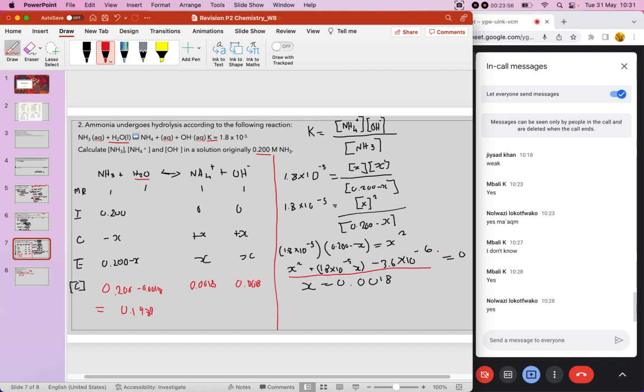As you can see, this is a quadratic equation, and to solve it you can factorize, or you can use the quadratic formula. I didn't show that step because it will take more time, but the value of x that you're going to get is going to be 0.018. Are we together, guys?